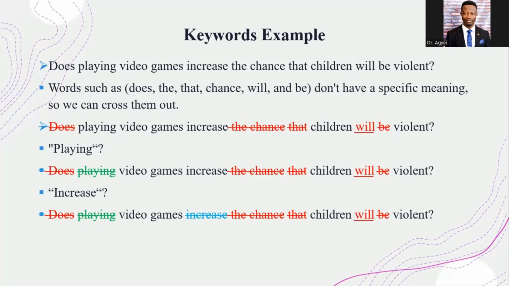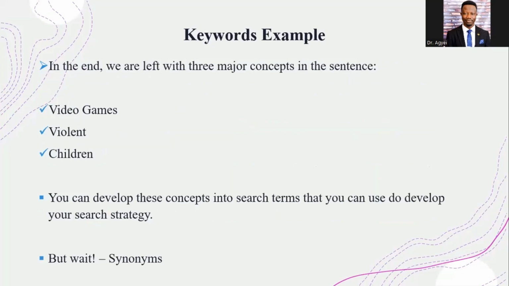So our research question: does playing video games increase the chance that children will be violent? We will be able to limit the words to only three words. The first ones are video games, violence, children. These are the keywords that we need, and these keywords are the words we need to input in our database. That is very important. You input them in your database, and it will help you to get the data that you want.